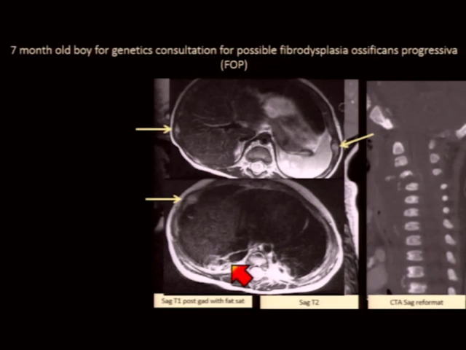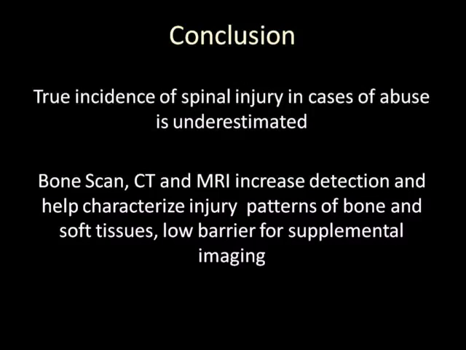And so I think this case really highlights how difficult it is to make this diagnosis of abusive spinal trauma or abuse if you're not thinking of it and you're not familiar with the various injury patterns. So in summary, the true incidence of spinal injury in cases of abuse is underestimated, and bone scan, CT, and MRI will increase the detection and help characterize injury patterns of bone and soft tissues, and one should have a low barrier for recommending supplemental imaging for the detection of spinal injury.